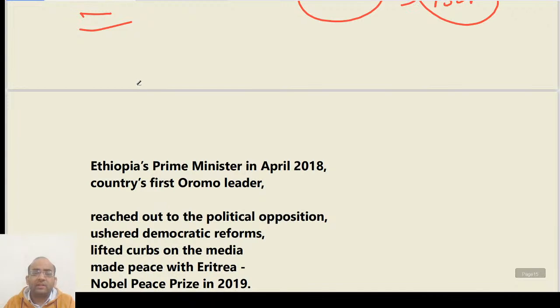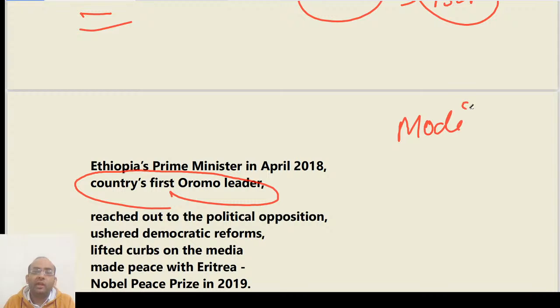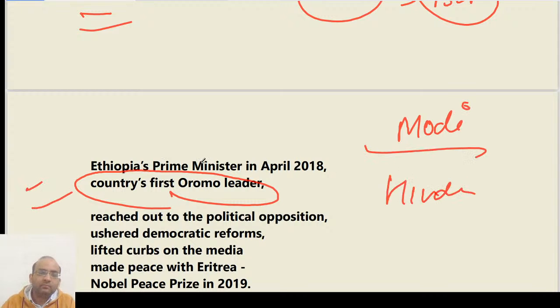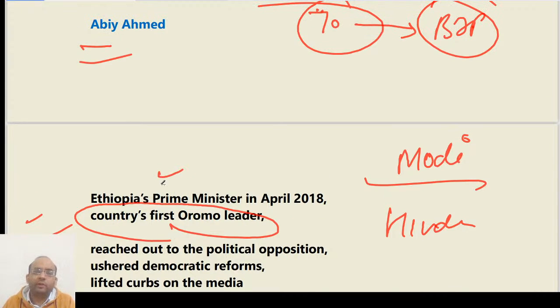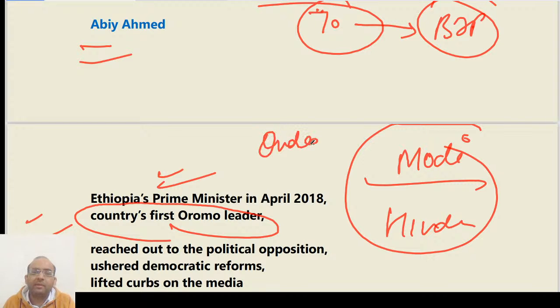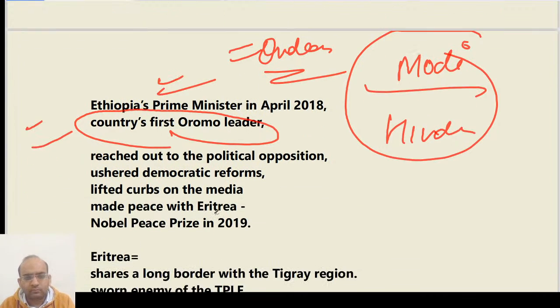He is the country's first Oromo leader. So basically, just like Modi is Hindu Samrat, Hindu ruler, similarly an Oromo leader got chosen in Ethiopia. I'm giving you the Indian politics example because you must have seen Indian politics. You may not have seen Ethiopian politics. If you compare it with Indian politics, it would be very easy for you to understand the Ethiopian political situation. Otherwise, it may become difficult for you.